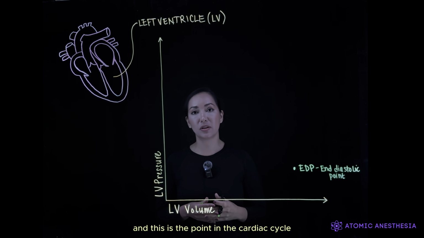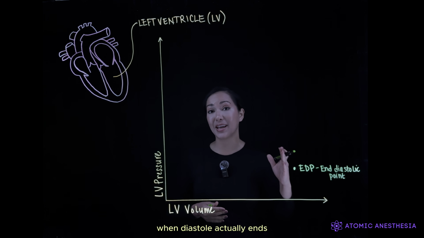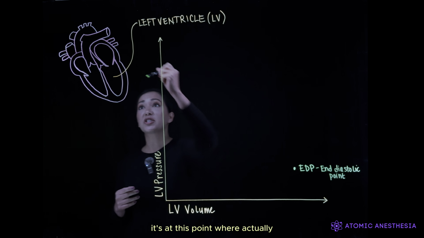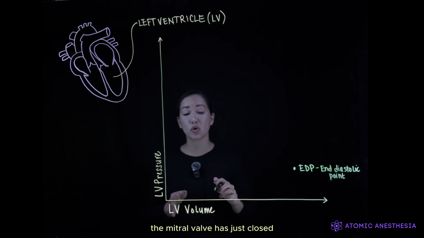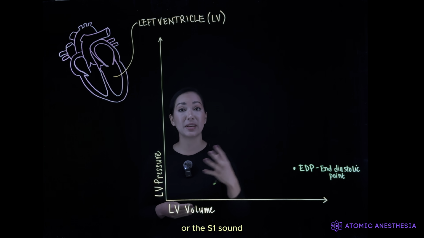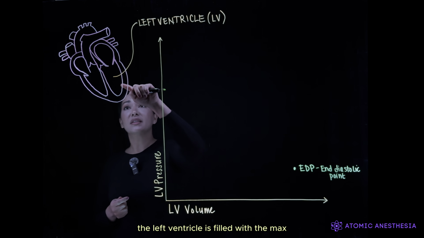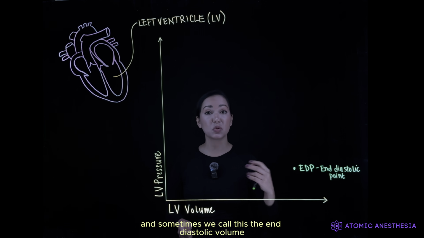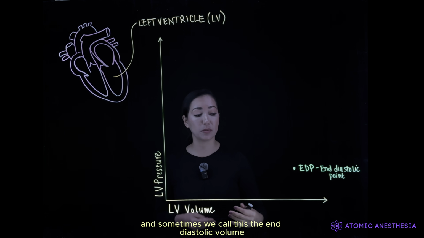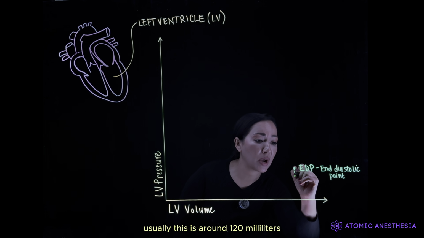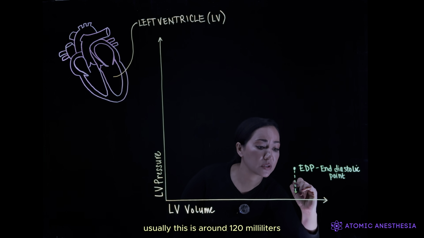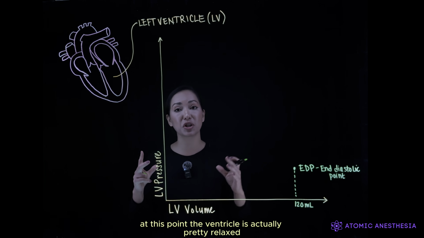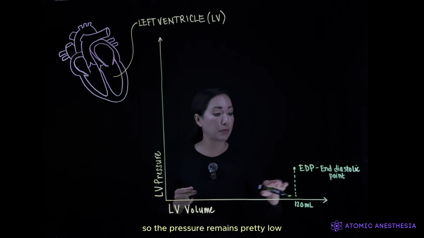And this is the point in the cardiac cycle when diastole actually ends. It's at this point where the mitral valve has just closed and causes that lub sound, or the S1 sound. At this point, the left ventricle is filled with the max volume of blood, and sometimes we call this the end diastolic volume. Usually, this is around 120 milliliters. At this point, the ventricle is pretty relaxed, so the pressure remains pretty low.